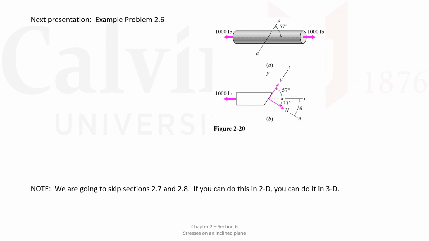With the math behind us, the next thing we're going to do is an example problem. We'll do example 2.6. That'll be in another presentation. And if you're keeping track, we're going to skip sections 2.7 and 2.8. Those sections take the principles that we just completed in 2D and apply them to 3D. But if you can do it in 2D, you can do it in 3D. It's just more math, and it's going to slow us down from making other progress.